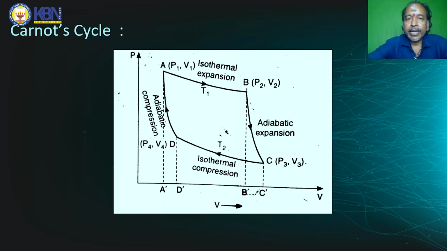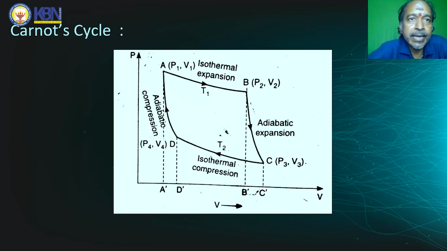So here the isothermal expansion is represented by the curve AB, and in this case the working substance is first of all placed on the source. Isothermal expansion means the piston is moving upwards. That means expansion, that means work done by the gas. So here some heat energy decreases to do the work by using its internal energy.